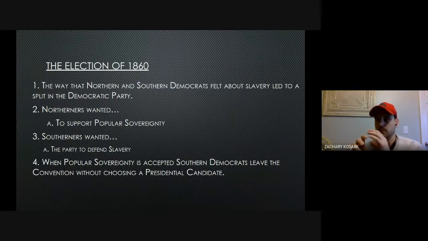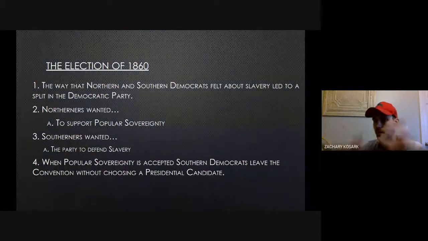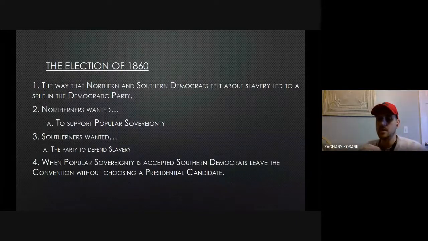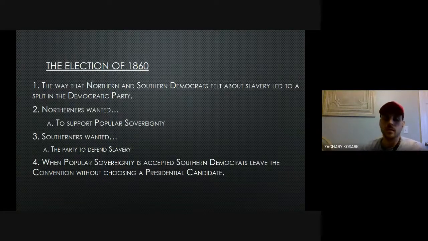So there's a convention. There's a big meeting of all the important people in the Democratic Party. They're going to try to pick a person that will run for president in 1860. They say, we want these certain things to be followed in the Democratic Party, and then they're going to pick somebody to represent them on the ballot, to run against whoever is running on the Republican side. Southerners say, hey, we do not want to do this popular sovereignty thing. We want everybody to have slavery. We want it to be accepted throughout the entire country.